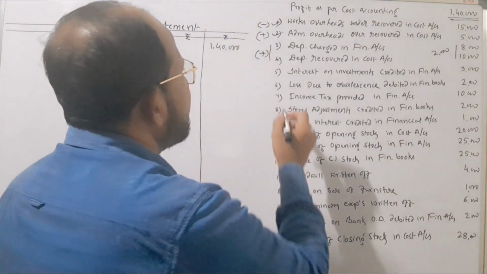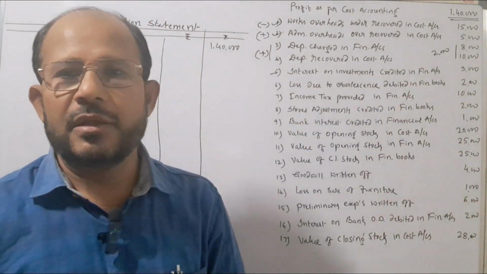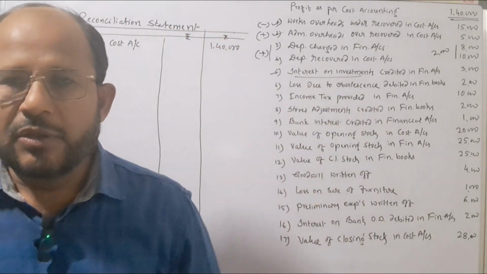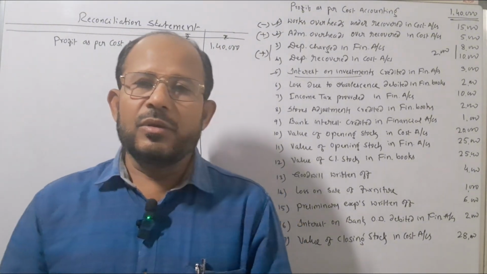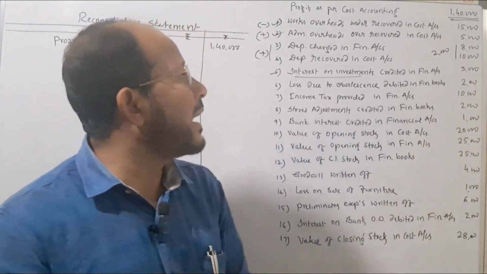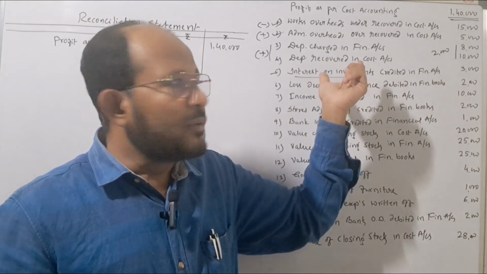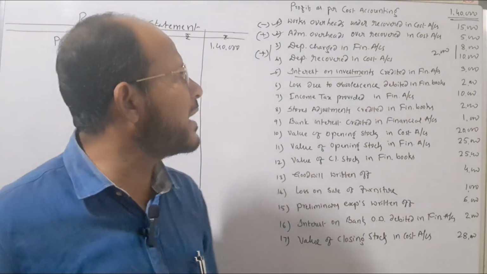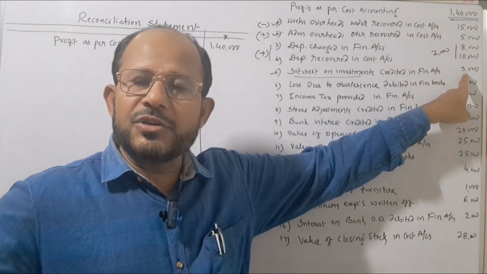Next, come to interest on investments credited in financial accounts. Very simple thing. This is an item of income, interest received on investments. Whatever the company or the business undertaking has invested somewhere else outside the business, on such investments, the company has collected rupees 3,000 as interest. That is why this is an item of income. Okay, what is the impact of this income on the profitability? Profit increases. But here, this item of income is recorded only in financial books.